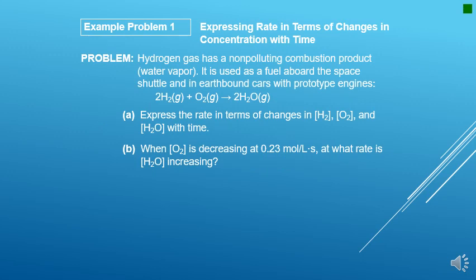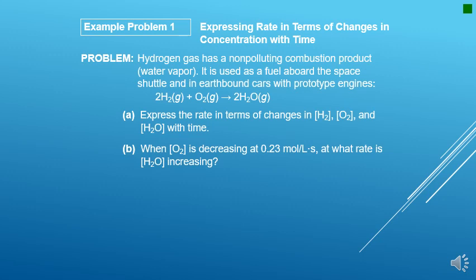Okay, so let's look at an example problem where you can see exactly what we're talking about. Example problem number 1 is asking you to express the rate in terms of change in concentration with time. So you have hydrogen gas as a non-polluting combustion fuel, which produces water vapor. It is used as a fuel aboard the space shuttle and in earthbound cars with prototype engines. So you have a balanced equation, 2H2 plus O2 yields 2H2O. The first part is asking us to express the rate in terms of changes in H2, O2, and H2O with time.